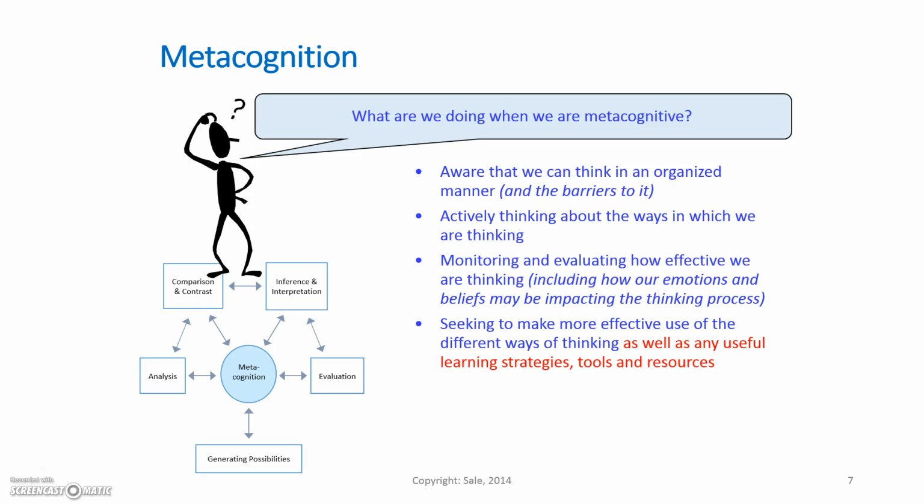And as we go through this metacognitive process, we're trying to think better. We're trying to do other types of thinking better. And we're always looking for useful learning strategies, tools, and resources to make our capability more effective. And that's what learning and building capability is all about: getting new knowledge, skills, and building on it.